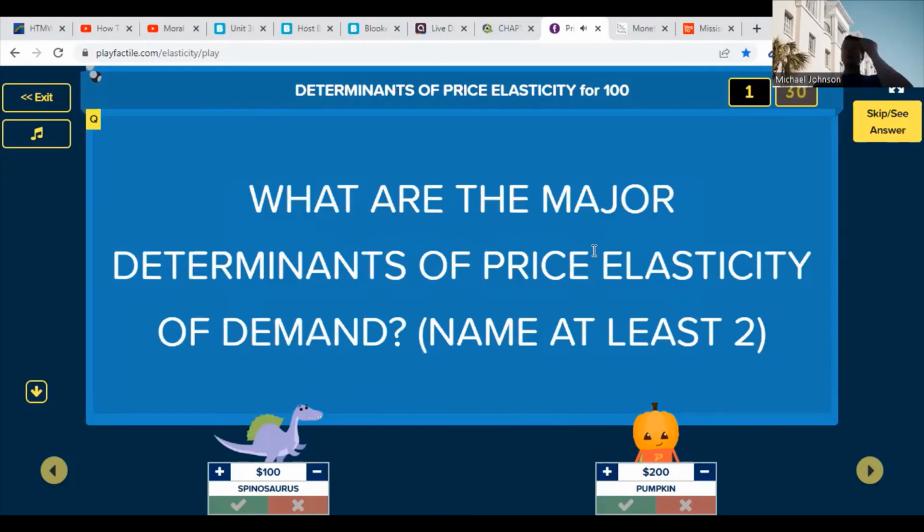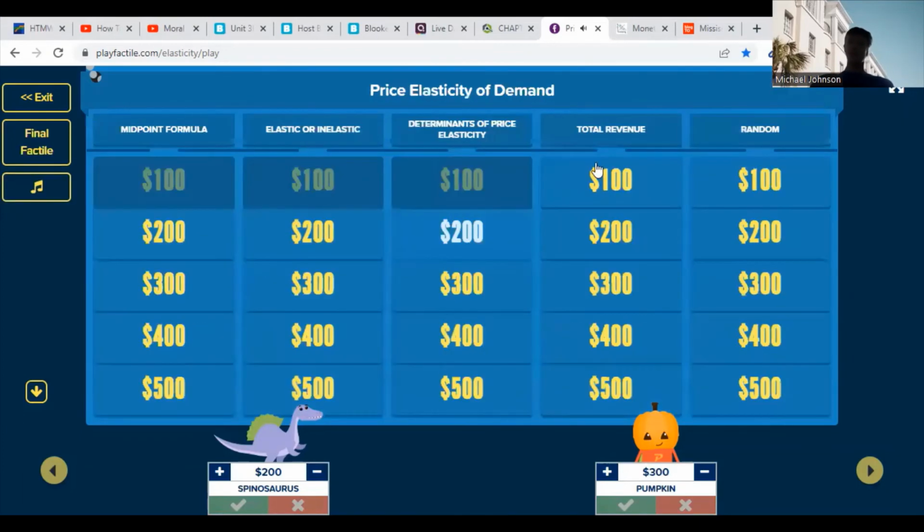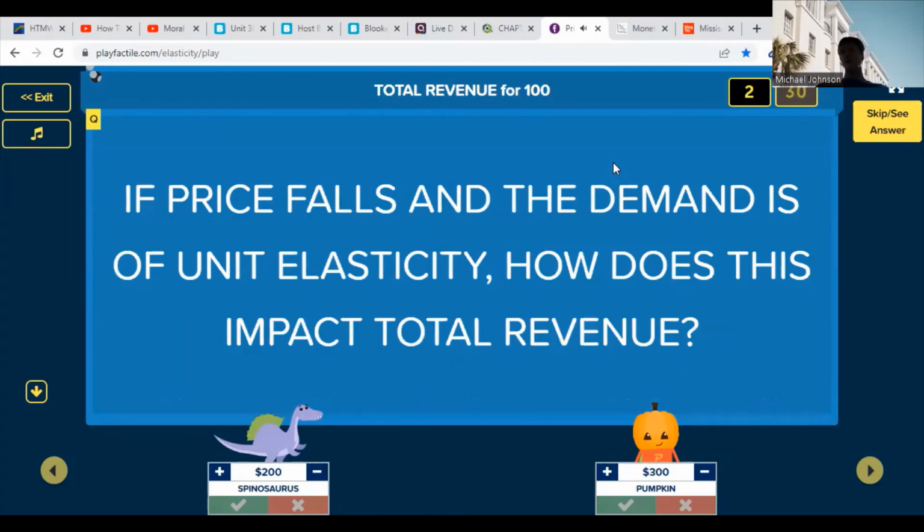So what are the major determinants of price elasticity of demand? Name at least two. Yeah, I'll give you both a point for that. Great job. Substitutability, portion of income, luxury, necessities, time. If price falls and demand is unit elasticity, how does this impact total revenue?